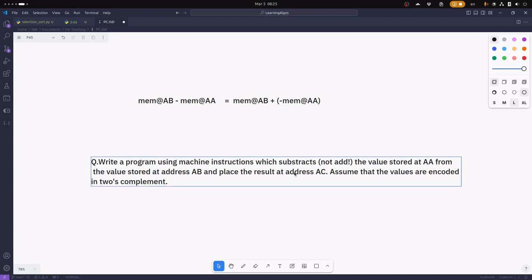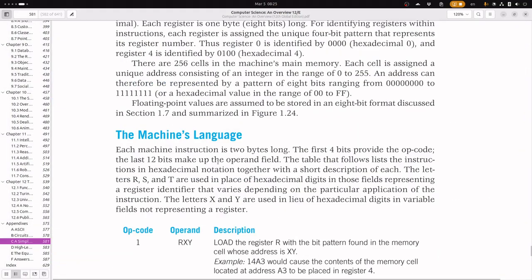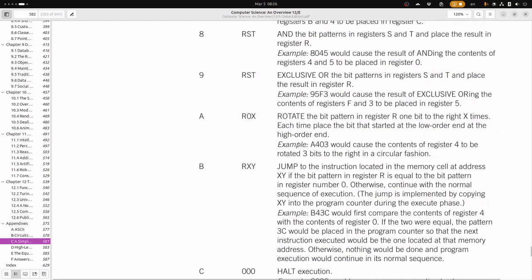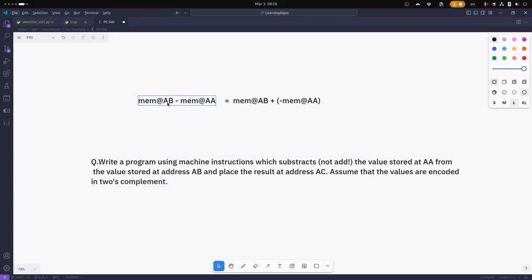So first of all, let's talk about the subtraction here. In the machine language manual we have, there is no way to subtract values. But we can think about it this way. We are told to subtract the value of memory address A from the value of memory address B.